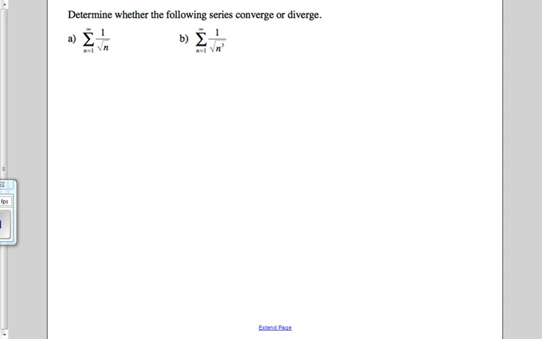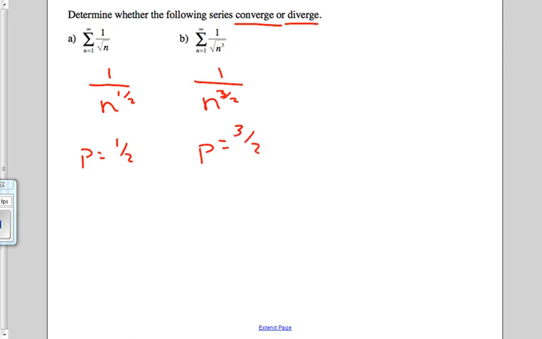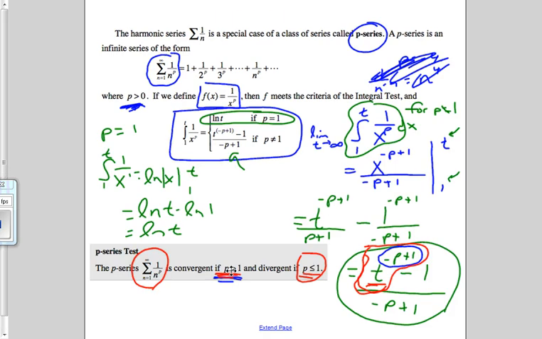So, determine whether the following series converge or diverge. Well, we know that we could rewrite this as 1 over n to the 1/2, and this is 1 over n to the 3/2. Here our p-value is 1/2, here my p-value equals 3/2. And if I just go back a slide, our p-test says if p is greater than 1, it converges, and if it's less than 1, it diverges.